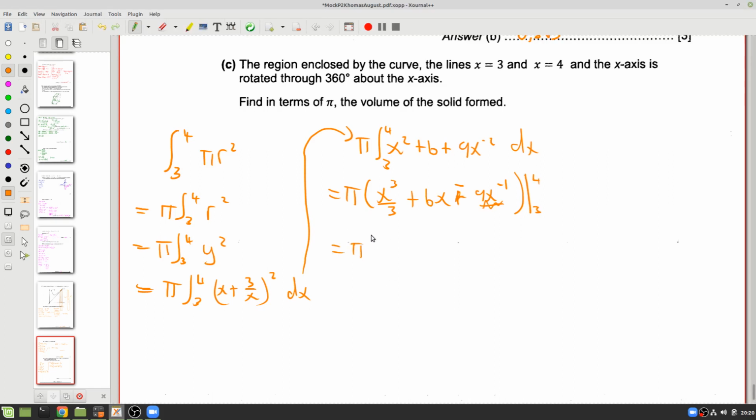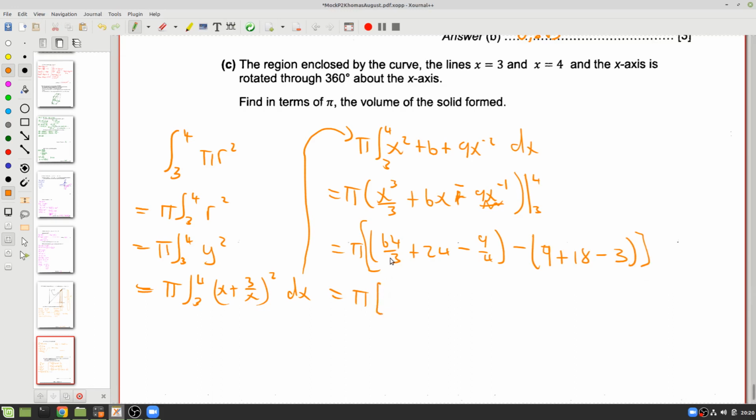So this equals pi, and then let's substitute in our 4. So 4 to the power 3 is 64 over 3, plus 6 times 4 is 24, minus 9 over x. So that's 9 over 4. Great. And then minus, I'm actually going to do this so I don't have to write pi again. And then we're going to substitute in 3. So 3 cubed is 27 over 3, which is 9, plus 6 times 3 is 18, minus 9 over x. So 9 over 3 is 3. Fantastic. Okay, so this gives us pi.